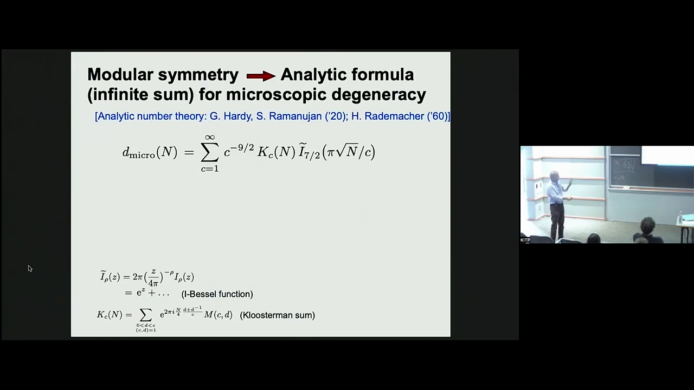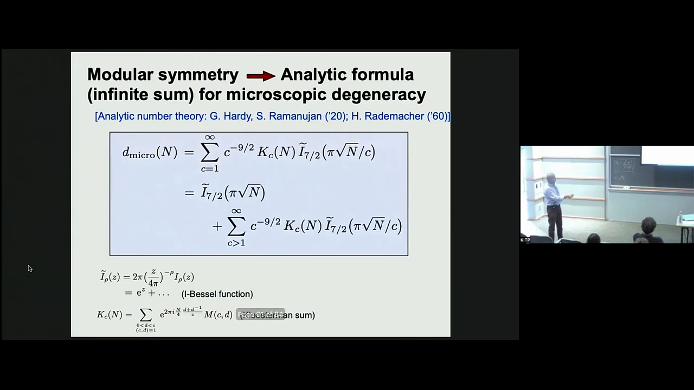It's a sum of phases over rational points. That's a very typical signature of number theory, of some sum over rational points. And I is some modified Bessel function. Remember that the I Bessel function goes as exponential, and so you can see that the c equal to 1 term is exponentially dominant over the higher c terms.